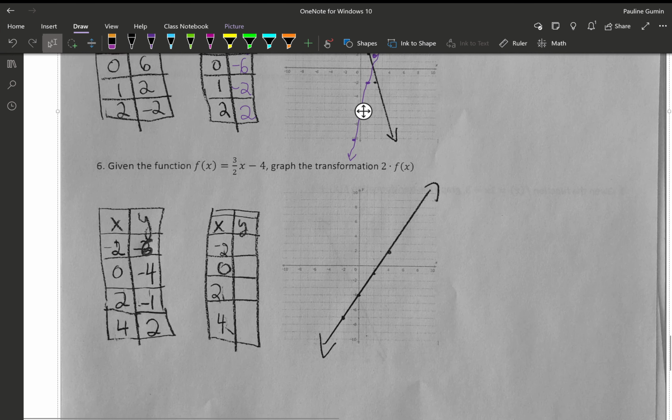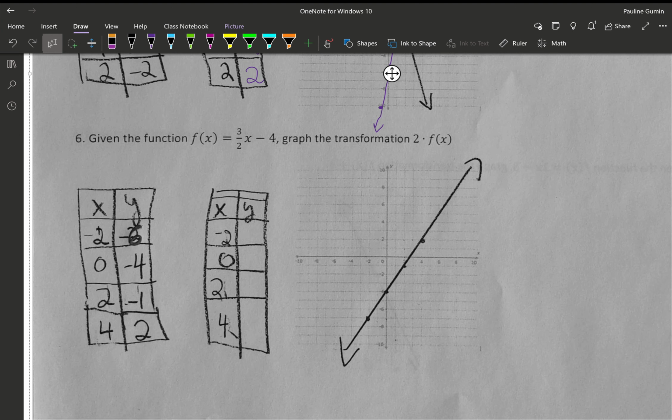One more. Given this function, here it is, transform it by dilating it by 2. All right, so we're going to multiply every single number in the y column by 2. Negative 6 times 2 is negative 12. Negative 4 times 2 is negative 8. Negative 1 times 2 is negative 2. And 4 times 2 is 8.